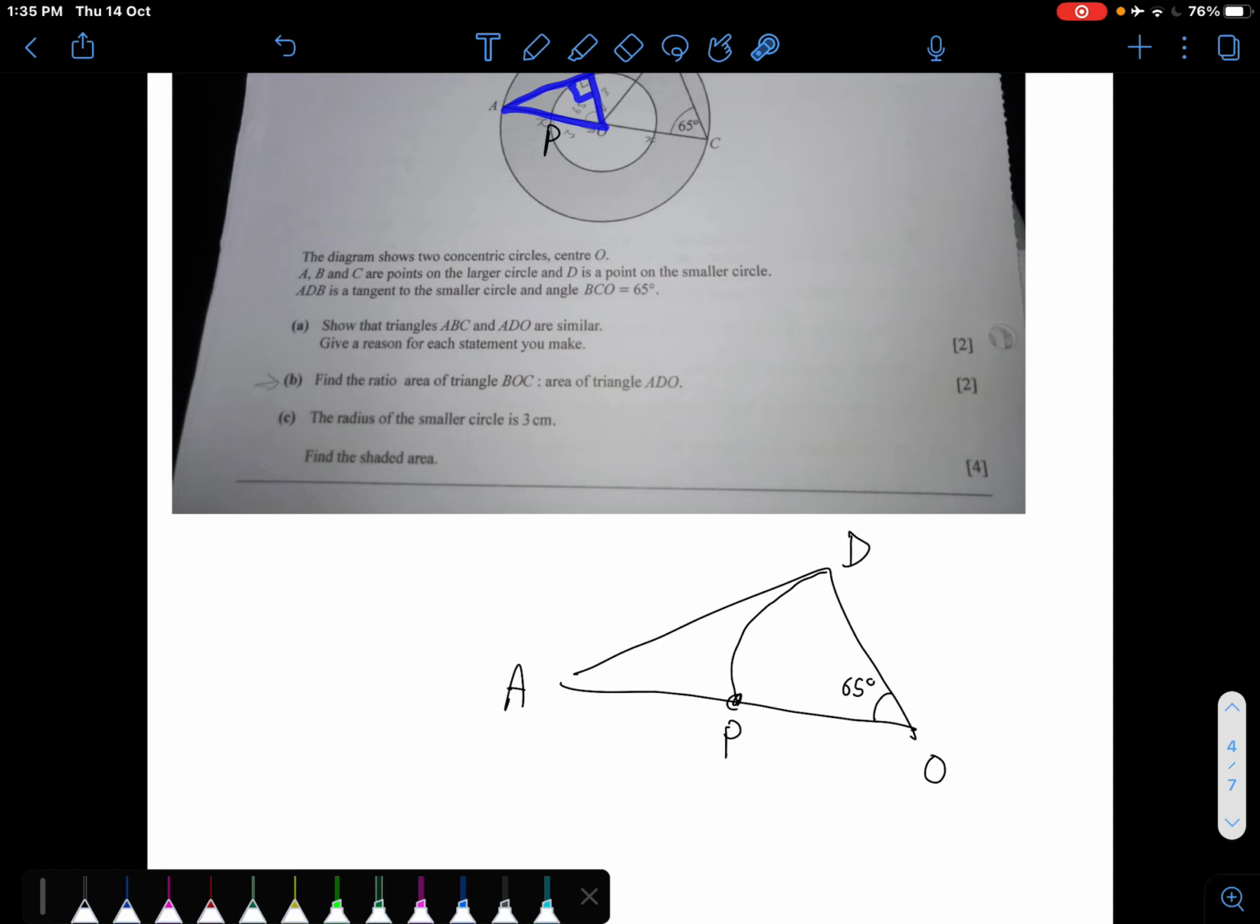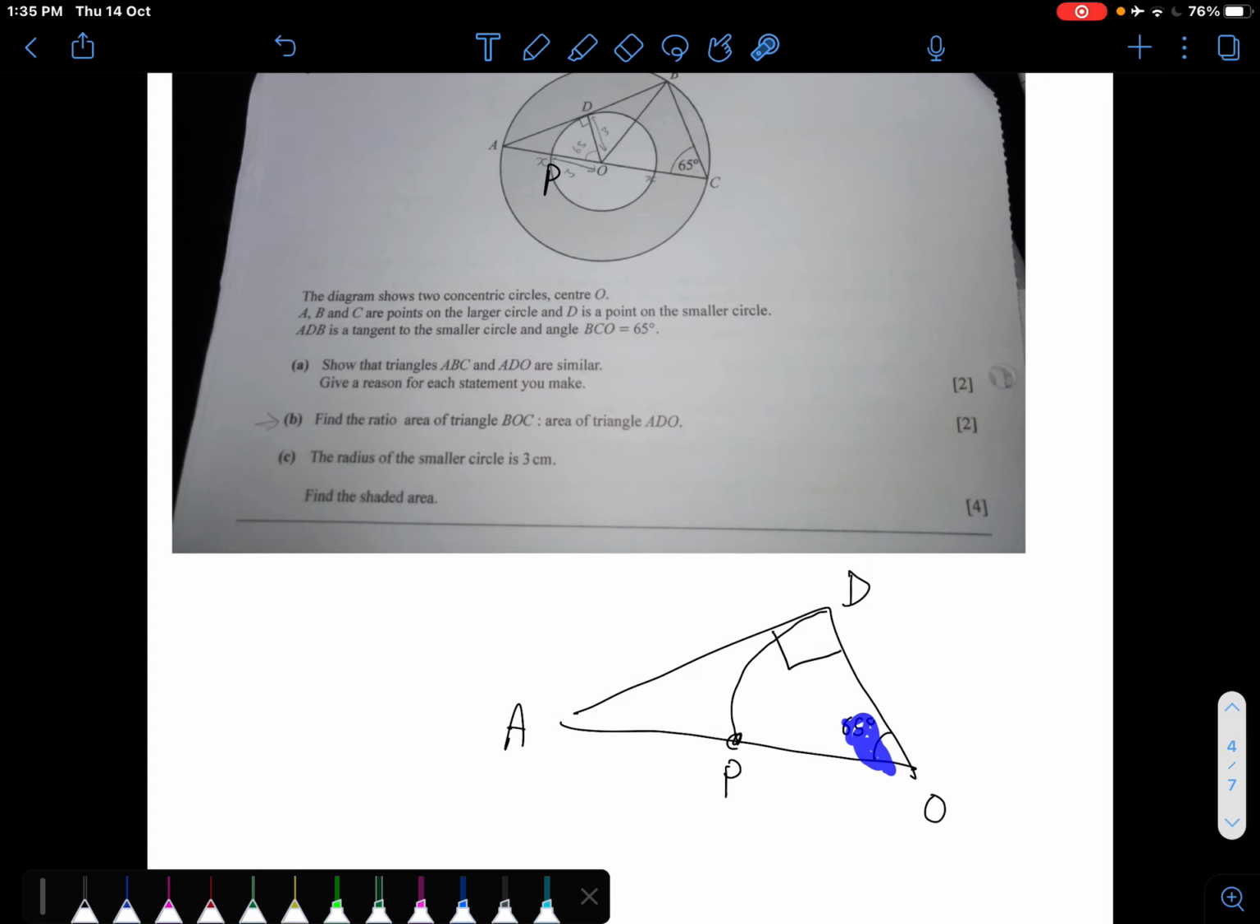ADO, which I've already drawn over here. ADO, right angle, so let me just label. We deduce that tangent perpendicular to radius previously, 90 degrees. Okay, but this one, 65 degrees, is because of similar triangles. This triangle and that triangle are similar, so angles in the same position must have the same angle. So it's 65 degrees as well.